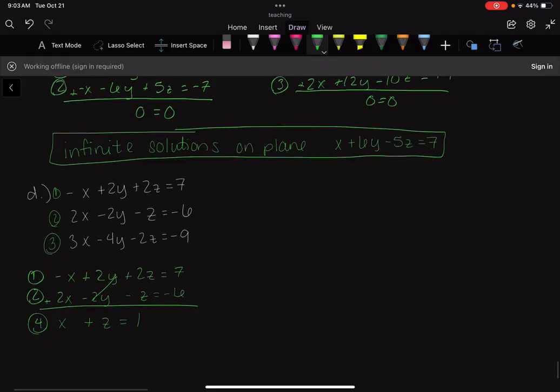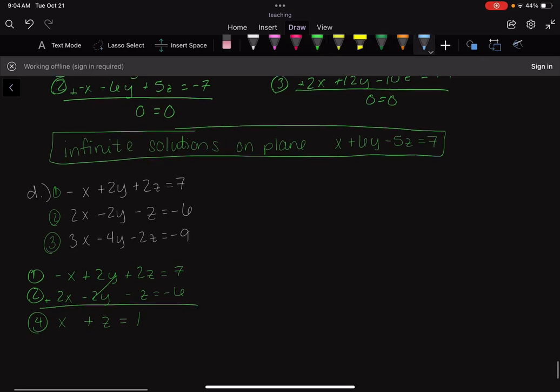Now I need to pick another 2, and I got to cancel out the same variable, so I need to also do the y's. If I take 2 and 3, or I could take 1 and 3. Actually, let me do that one. That one looks just a little bit easier. The reason I swapped over is because I can cancel out the y's, and I don't have to multiply by a negative.